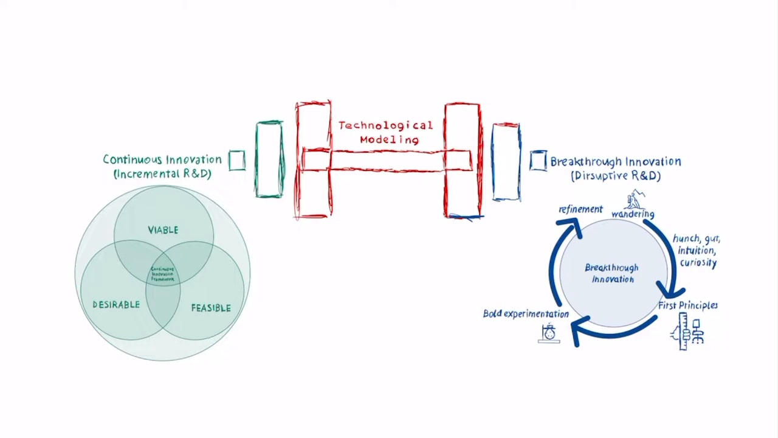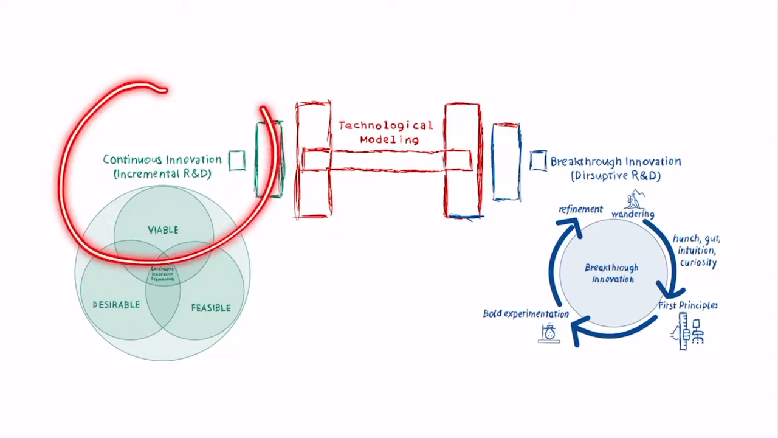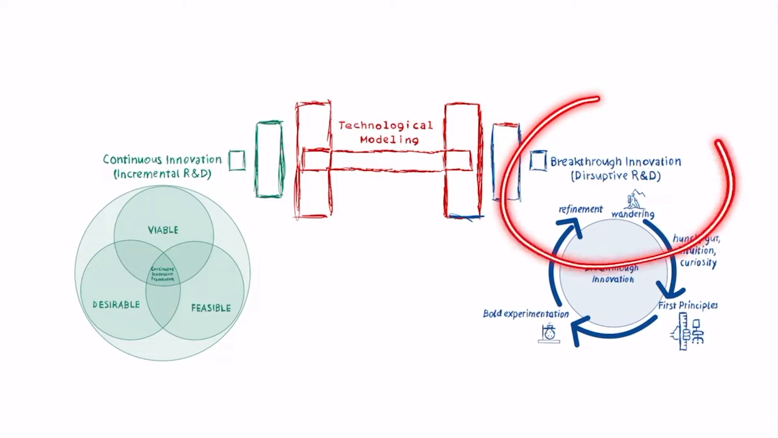where you have a barbell where on the opposite sides you have two opposite strategies, but they end up really balancing things up in the long term. So with technological modeling, we use the same logic to balance out how a company manages and handles innovation in the long term. On the one side, you get continuous innovation. On the other side, you get breakthrough innovation.